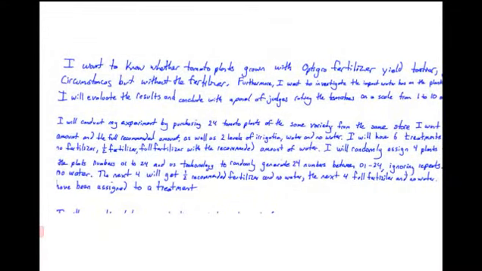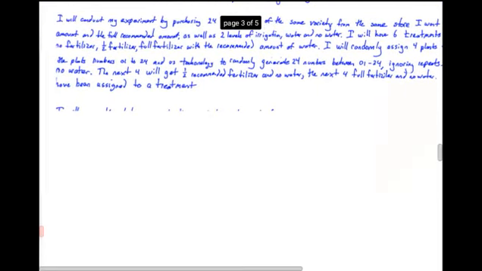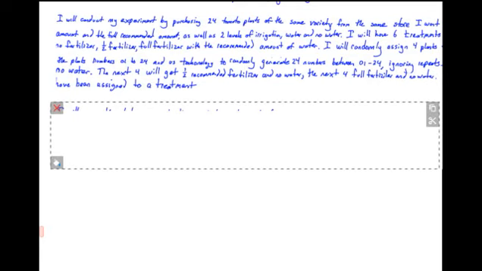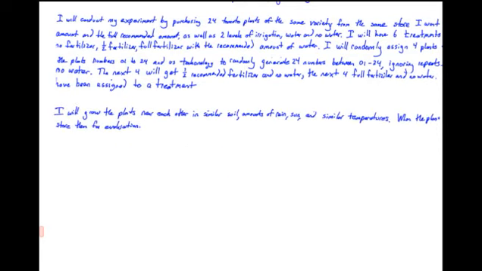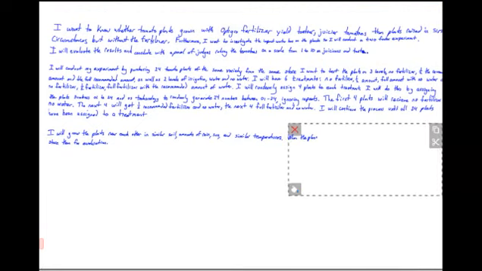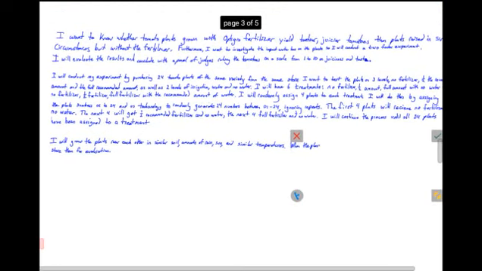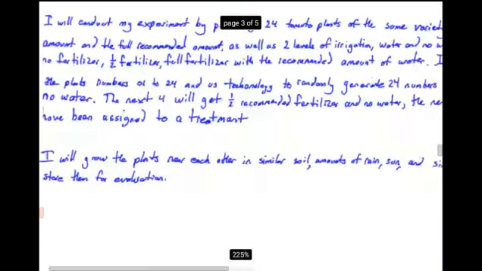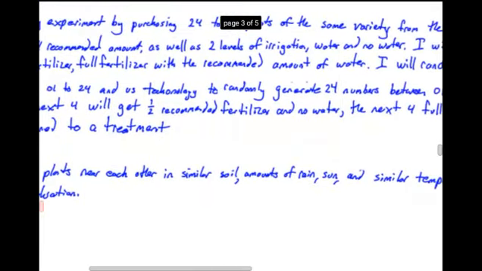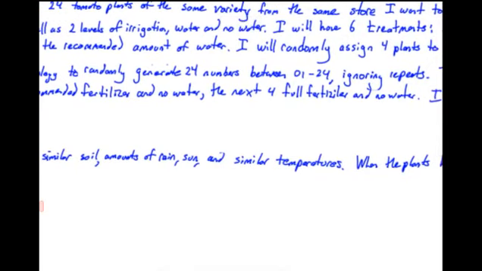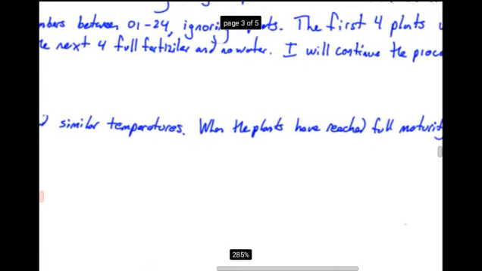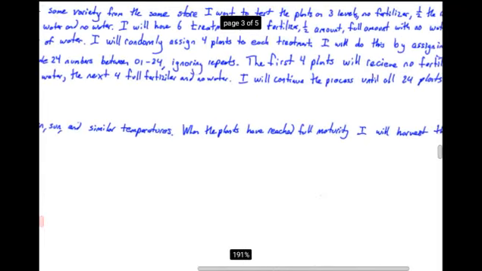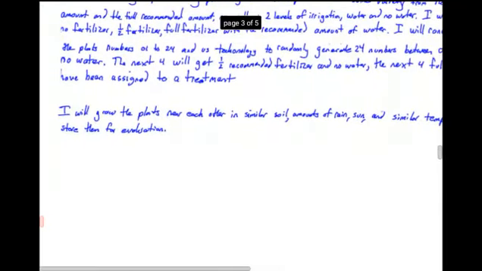Okay, so that's the main part of it. We have to write out every single step that we're going to do. Okay, so now let's finish it up. I'll grow the plants near each other in similar soil with similar amounts of rain, sun, and similar temperatures. Important, we have to put them in the same conditions. When the plants have reached full maturity, I'll harvest them and store them for evaluation.